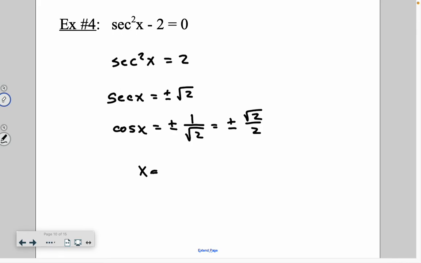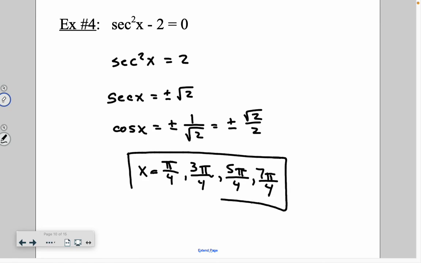What's answer number 1? Pi over 4. What's the next one? 3 pi over 4. What's the next one? 5 pi over 4. And the last one is 7 pi over 4. The square root of 2 over 2s are always at your pi over 4s. Okay. First quadrant, pi over 4. Second quadrant, 3 pi over 4. Third quadrant, 5 pi over 4. Fourth quadrant, 7 pi over 4. Okay. And there are our answers for this one.